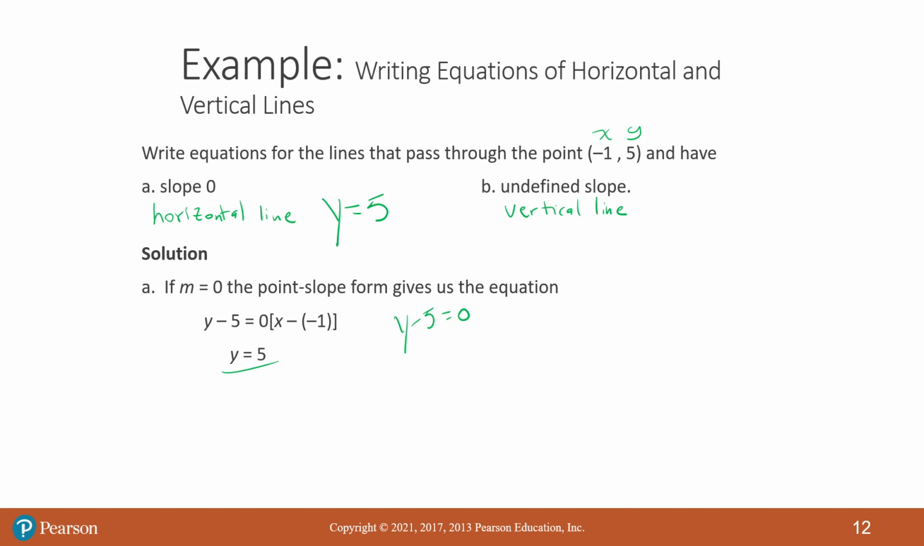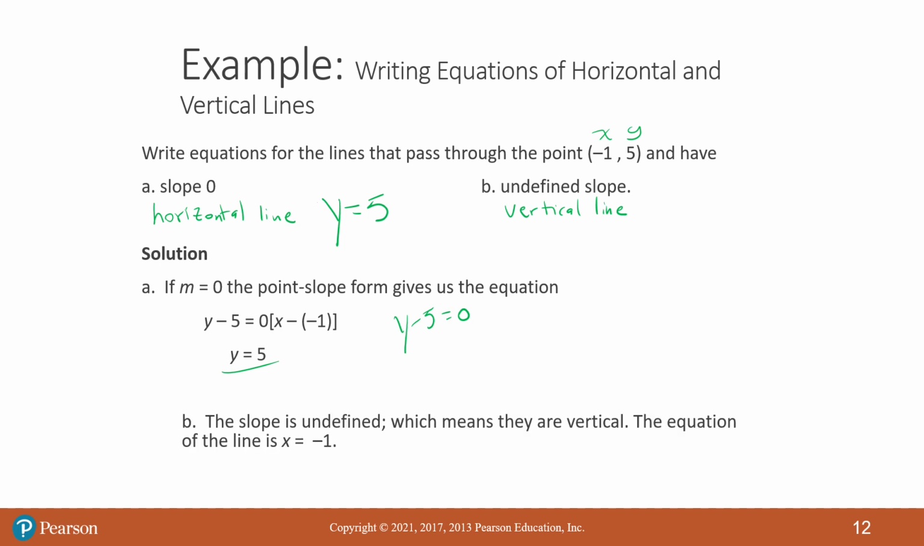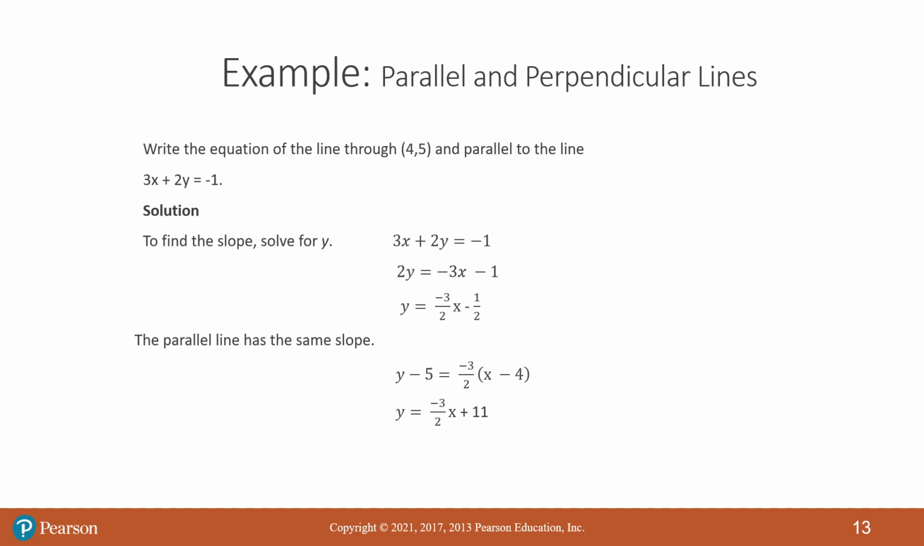Now, on the flip side, an undefined slope means it's a vertical line, which means we can write the equation of that line by just the x-coordinate of that line. x equals -1. That's it. Easy enough. Don't overcomplicate it. Horizontal line, we use the y-coordinate. y equals the y-coordinate is the equation of the horizontal line. A vertical line with undefined slope is just the x-coordinate of that line. x equals the x-coordinate is the equation of that line. Simple enough.